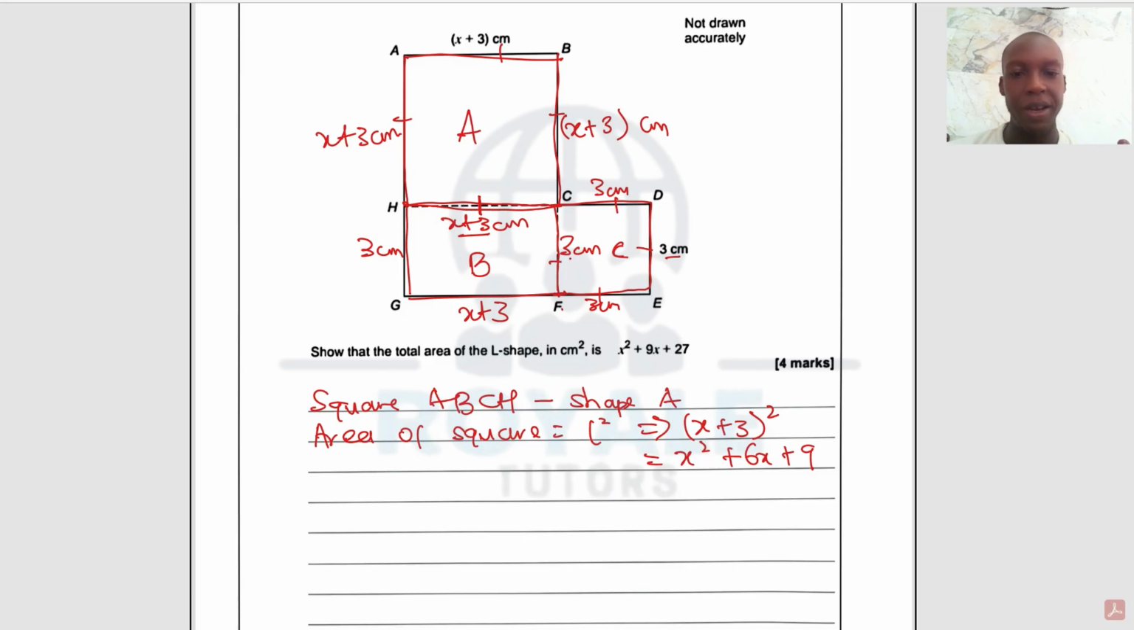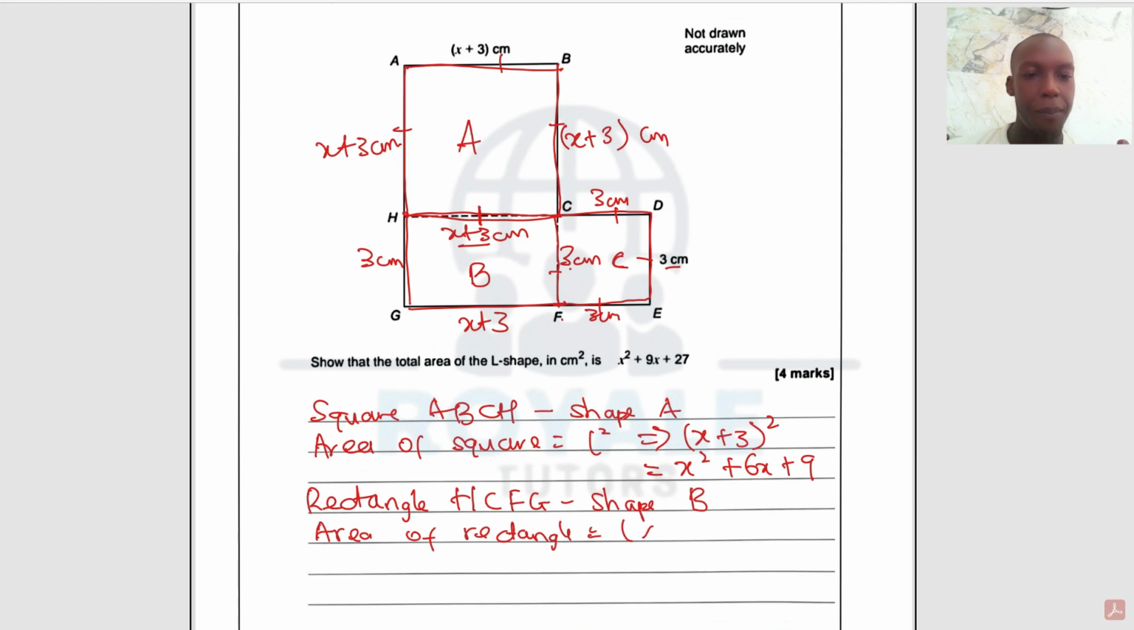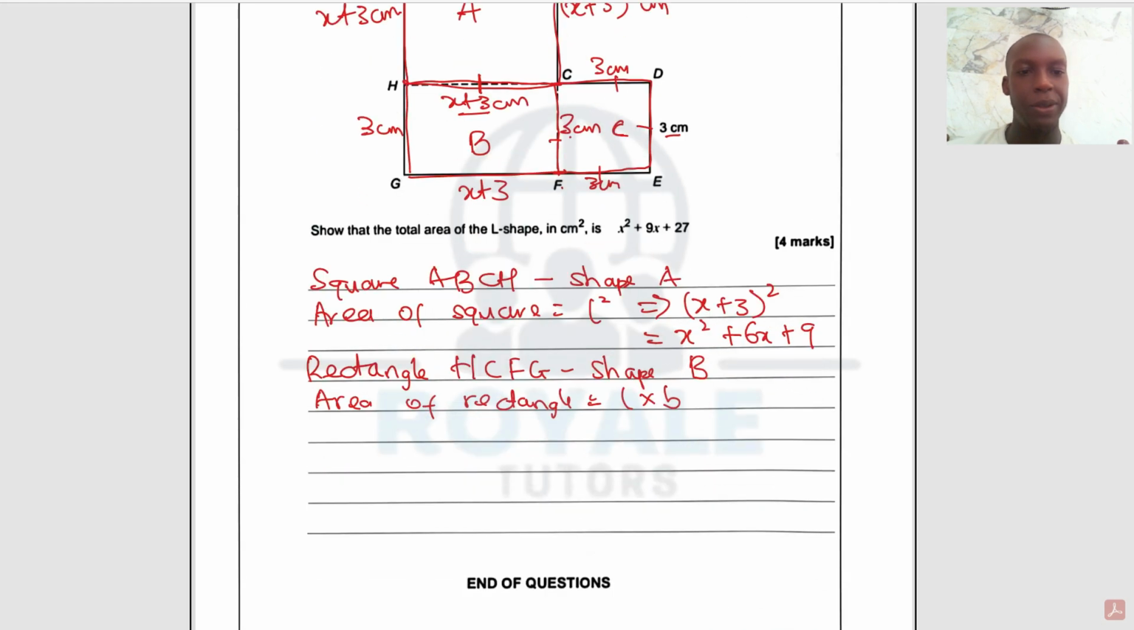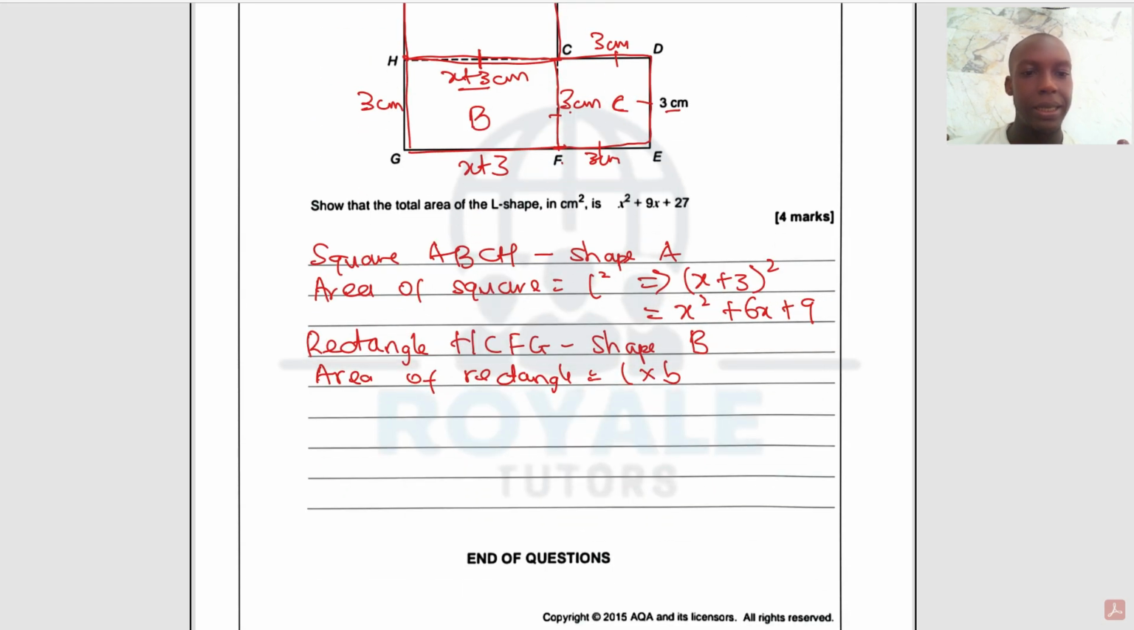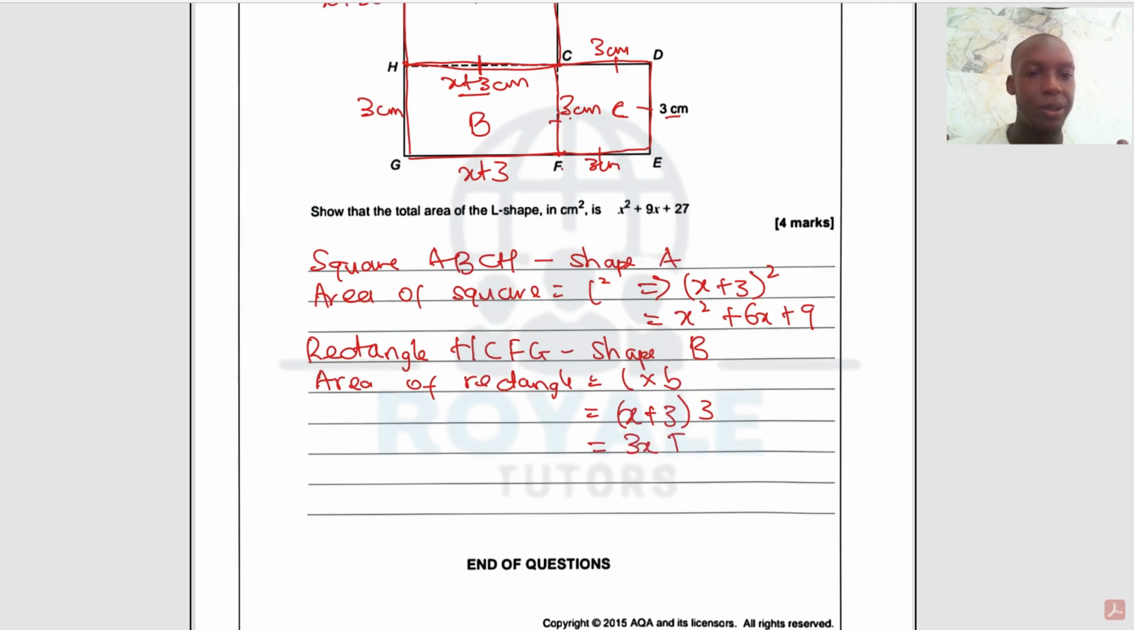Then we also have rectangle HCFG. Let's call that shape B. And we know that the area of a rectangle is actually the length multiplied by the breadth. And we know that in this case, the length is x plus 3, multiplied by 3. So by the time I do that, I'm going to have 3x plus 9 as the area of shape B.